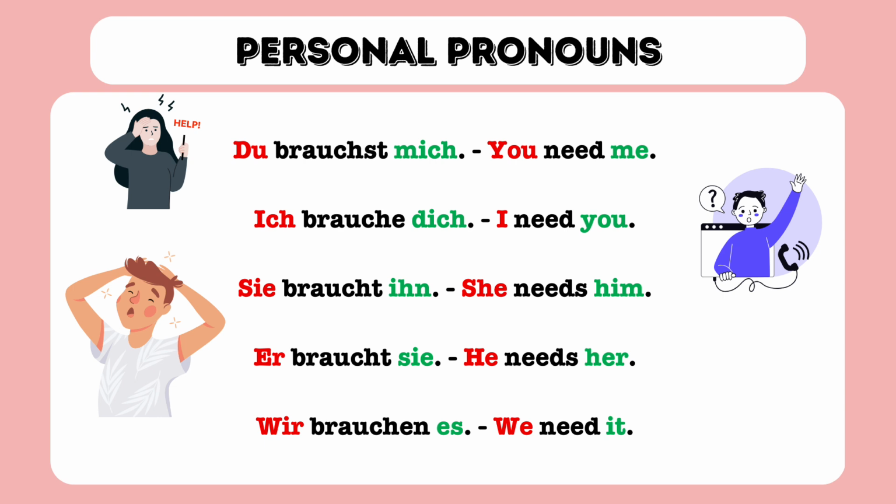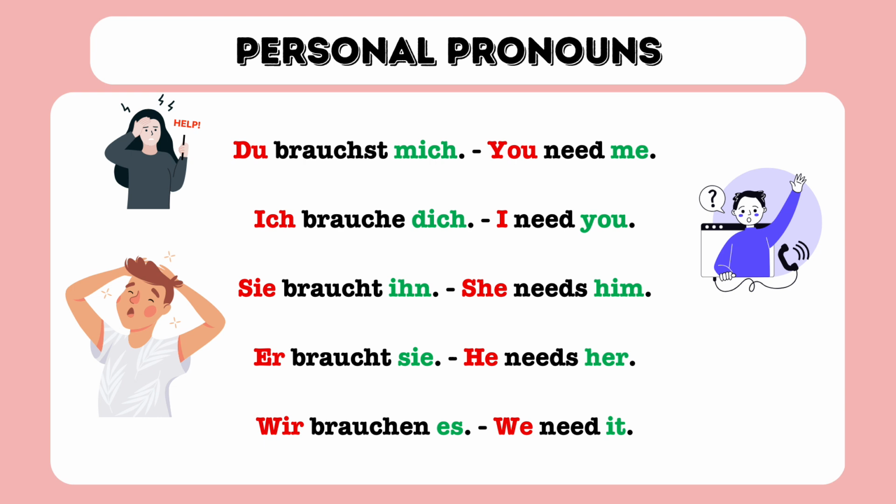Me in this sentence is the direct object, the thing being needed, so instead of saying ich, we say mich for the accusative. Ich brauche dich. I need you. You are the direct object, so rather than saying du, we say dich. Sie braucht ihn. She needs him. Him in this sentence is the direct object, which gives us ihn instead of er.